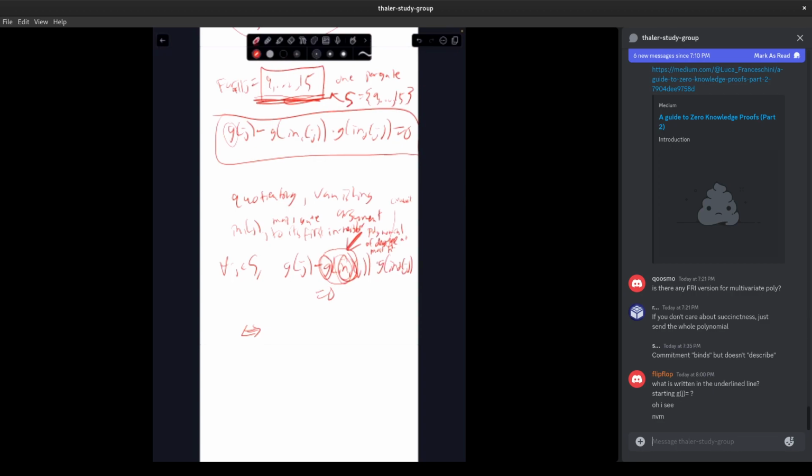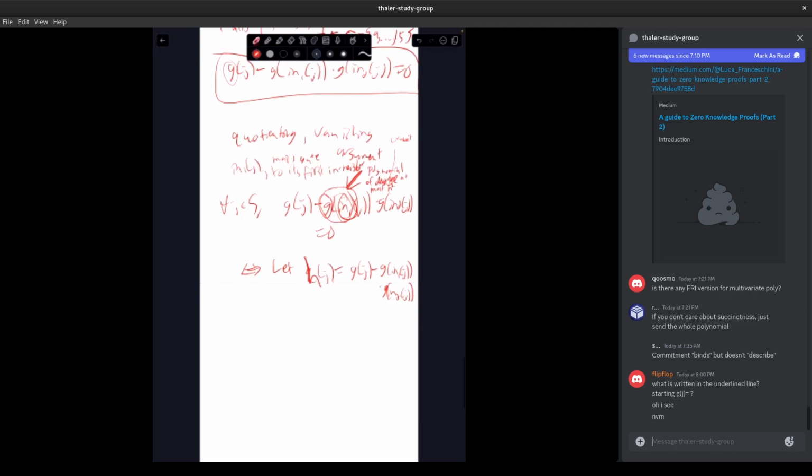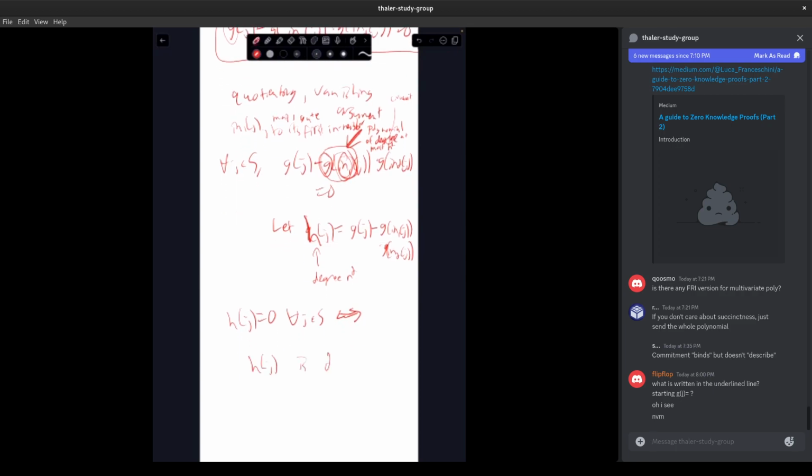Let H of J be G of J minus G of N1 of J times G of N2 of J. So H is a degree n squared polynomial. And there's a fact that H of J equals 0 for all J in S, which is what we want to check, if and only if H of J is divisible by what's called the vanishing polynomial of S.